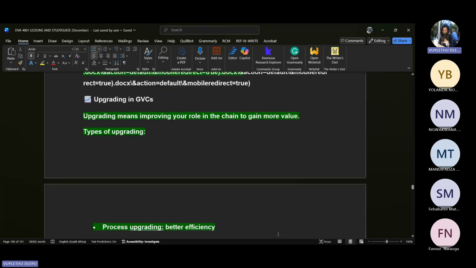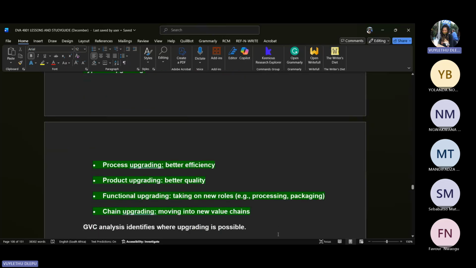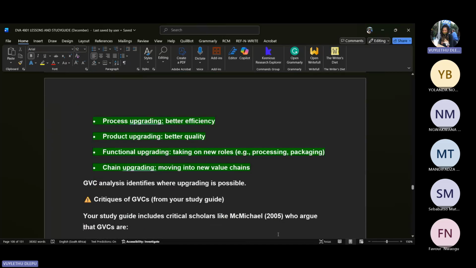So the types of upgrading that you get are process upgrading, which is better efficiency; product upgrading, which is better quality; functional upgrading, taking on new roles, for example, processing, packaging; and then there's chain upgrading, which is moving into new value chains. And then the global value chain analysis identifies where upgrading is possible.